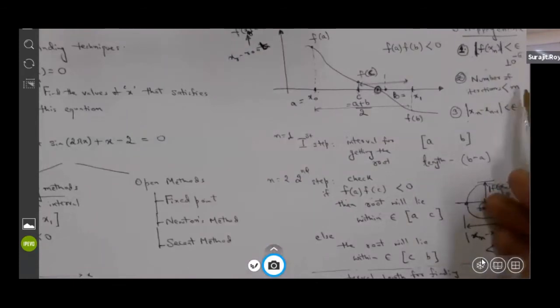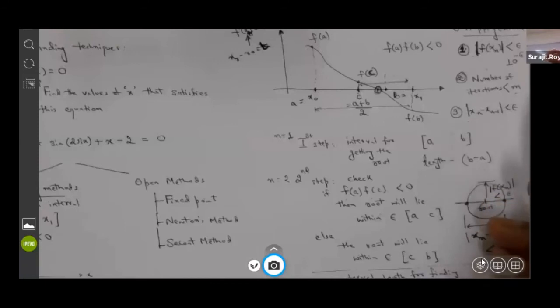The maximum number of iterations that you would constrain your algorithm to run up to. Oh, thank you. Yeah.